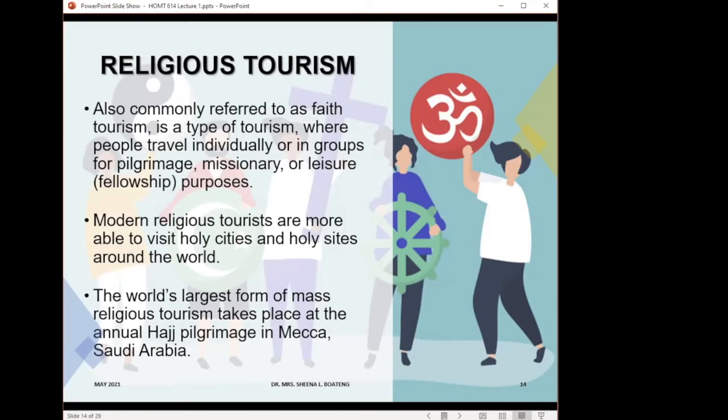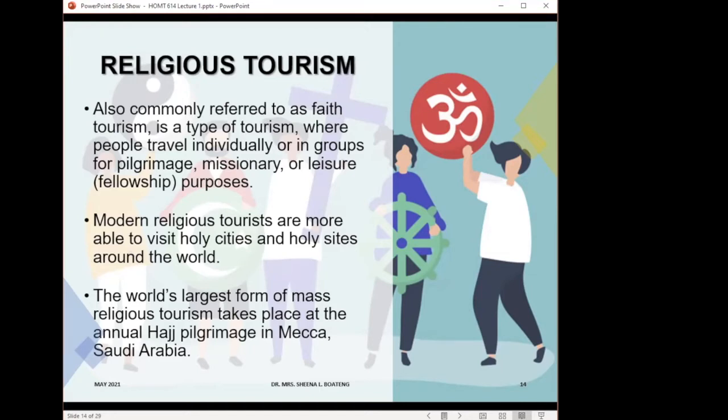However, modern religious tourists are more able to visit holy cities and holy sites around the world voluntarily, just to experience the origins of their faith, right? The world's largest form of mass religious tourism we have known for some time now is the annual pilgrimage that our Muslim brothers and sisters make to Mecca for the Hajj, which is a key part of their religion, right? And that counts as religious tourism.